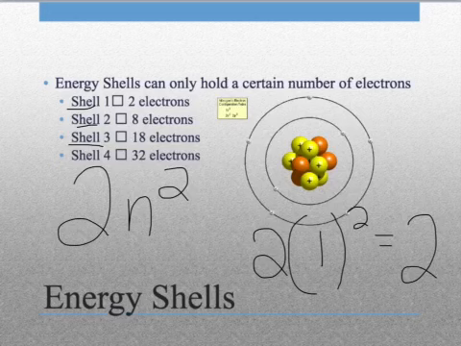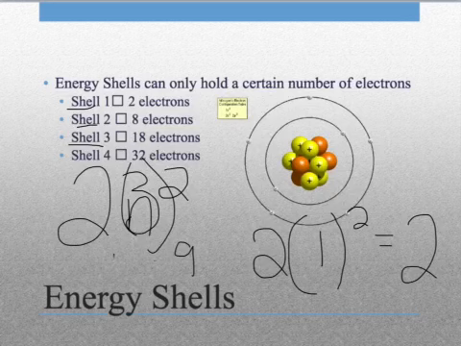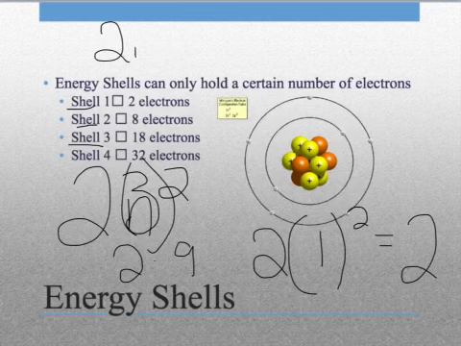If I were to bump up to, let's say, the third energy shell, I'm going to replace the n with the 3. 3 times 3 squared, 3 times 3 is 9, times 2 would give me 18 electrons in that shell. So you just use that formula, 2n squared, to see how many electrons you can put on each shell.